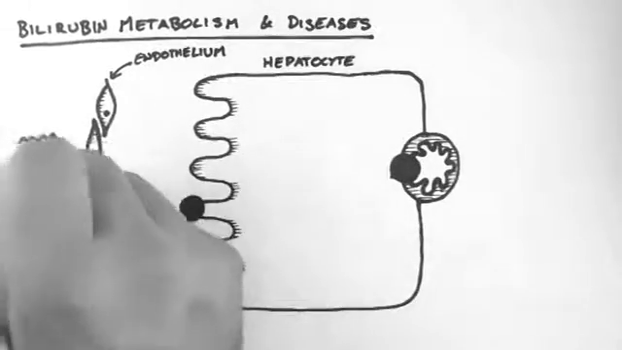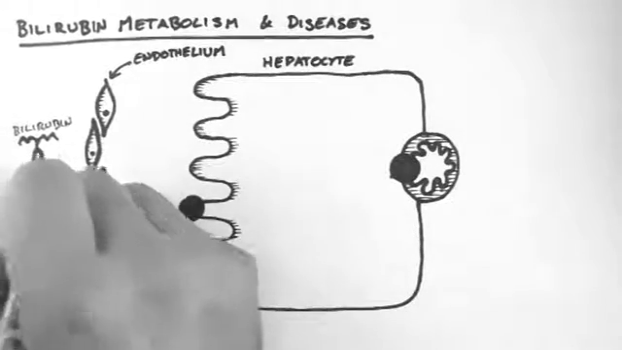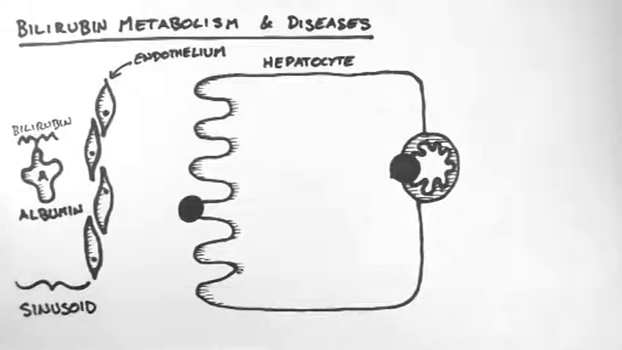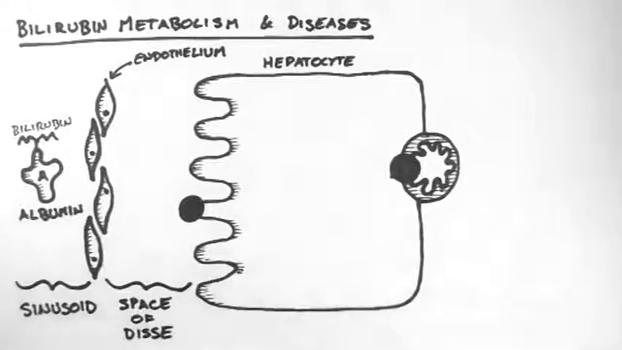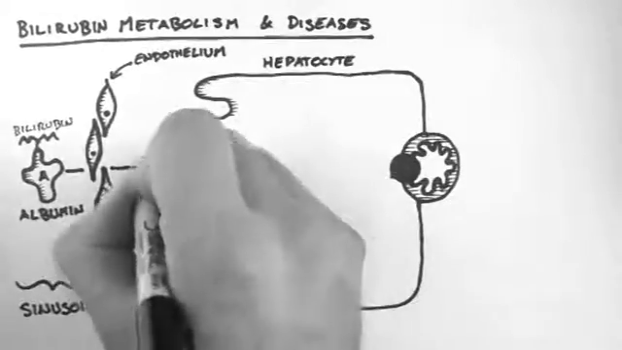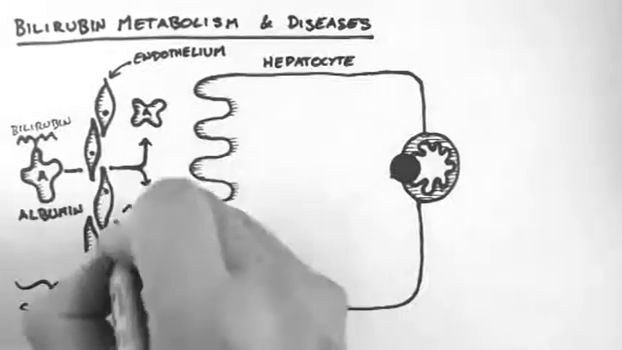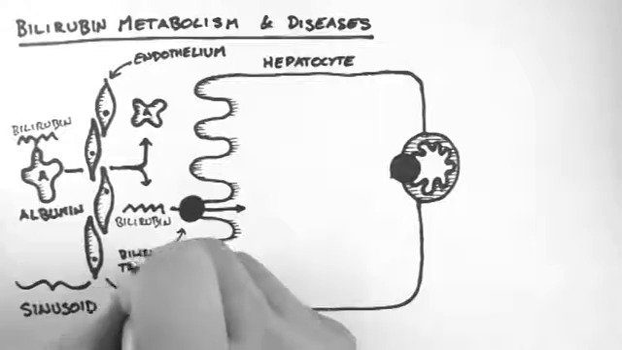In the previous video, we saw how bilirubin was brought into the liver attached to albumin. The albumin travels through the sinusoids and then passes into the space of Disse. Once in the space of Disse, the albumin and the bilirubin dissociate, and the bilirubin moves into the hepatocyte via a bilirubin transporter.